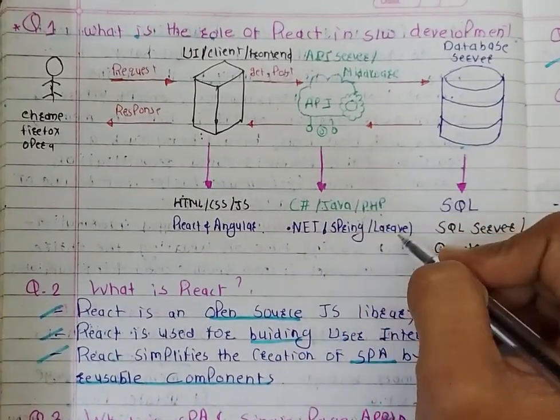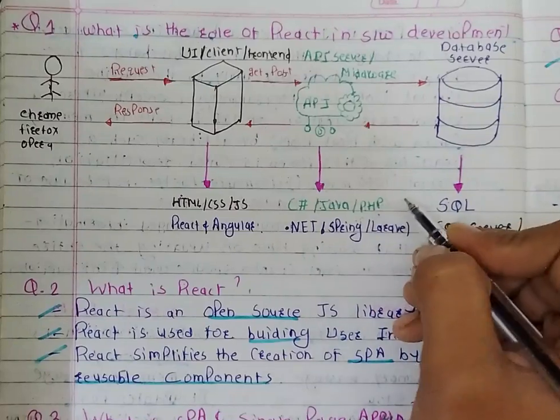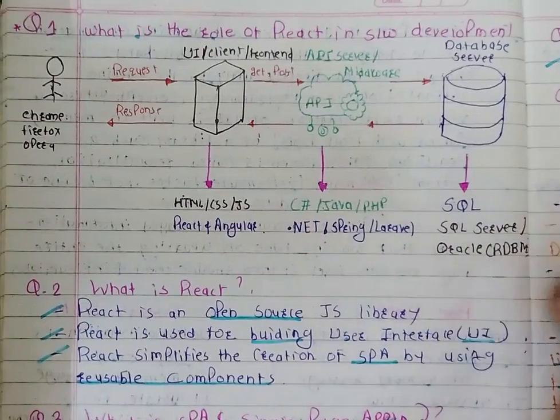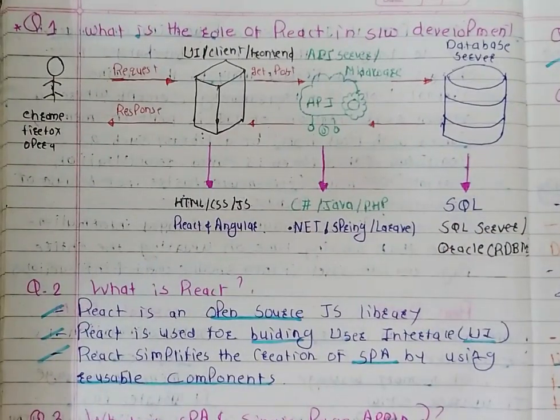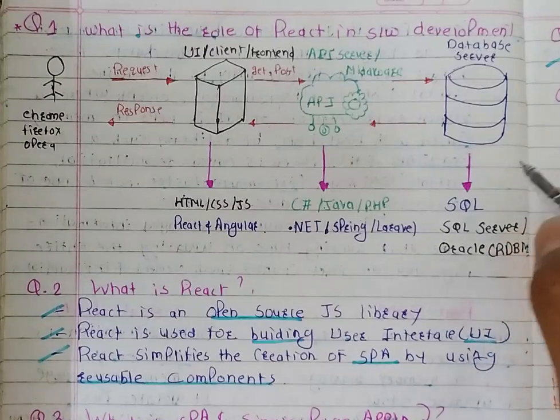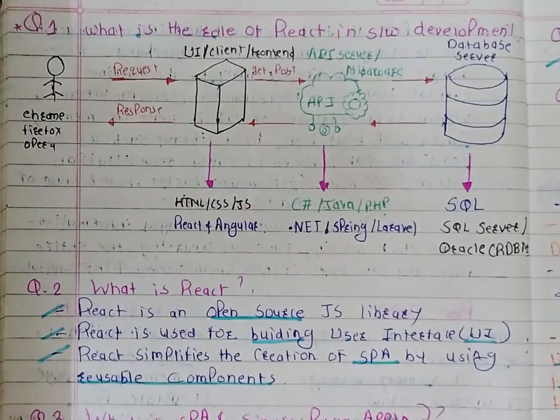The UI front end we can make with HTML, CSS, JavaScript, or any framework. Then this is the backend. We can make it with Java, Python, PHP, or frameworks like .NET, Spring, or Laravel. There are different types of databases: SQL, Postgres, Oracle, MongoDB. So we can use any database for storing the data.